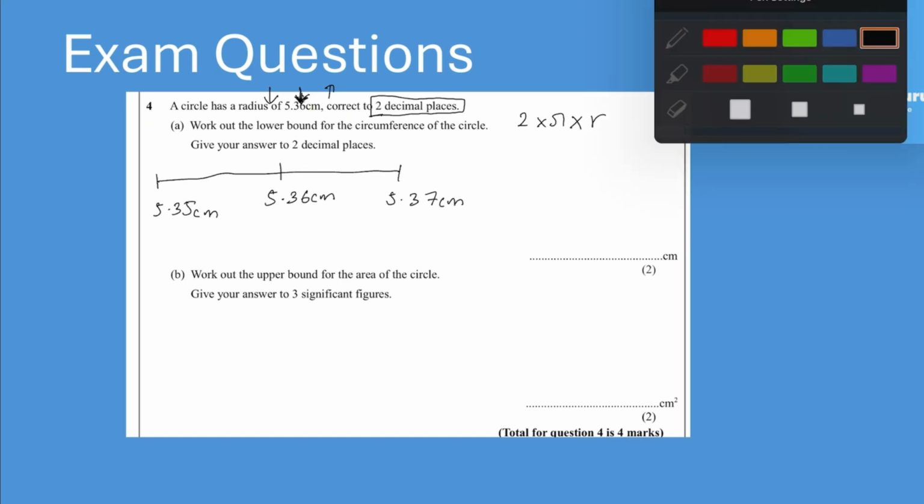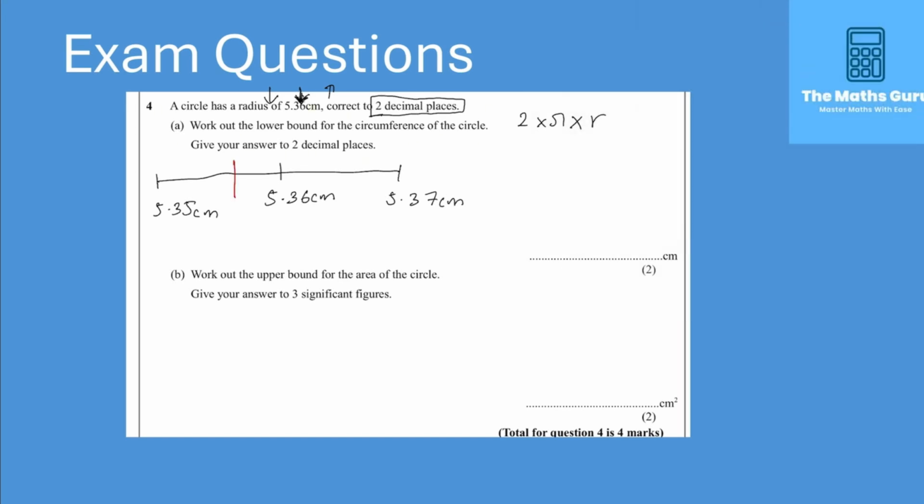So we can now use our same method to work out our midpoint to be 5.355 centimeters and our above midpoint to be 5.365 centimeters. Now, remember we're told to work out the lower bound for the circumference of the circle. So using our lower bound value, we're going to get 2 times pi times 5.355.